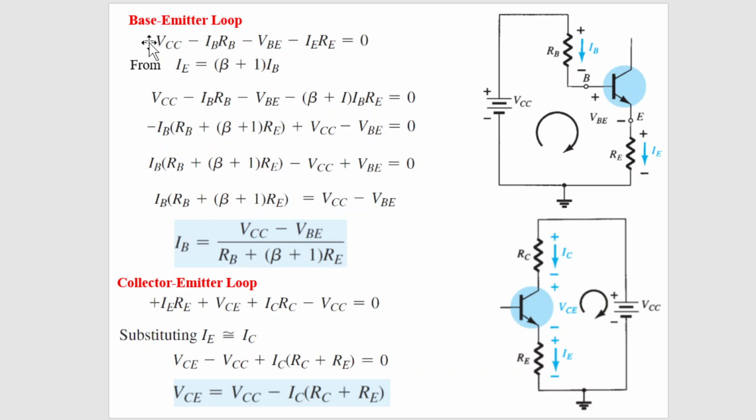So this equation you will get. So the question, what will you get? You will get plus VCC minus IBRB minus VBE minus IERE is equal to 0. Or somebody may write the same equation as plus IBRB plus VBE plus IERE minus VCC equal to 0. Both equations are the same. Now we know the basic definition of beta, that is IC upon IB.